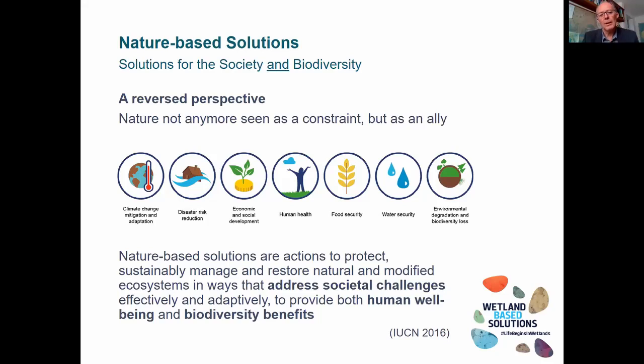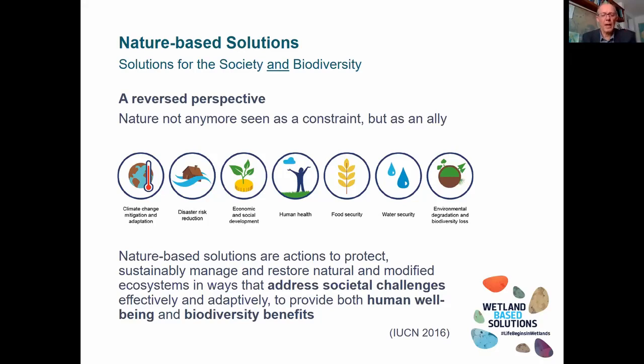Et on s'aperçoit que si on est capable d'inverser cette perspective et de considérer cette nature non pas comme une contrainte, mais comme une alliée puissante, efficace, peu chère, à notre service et accessible à tous. Et c'est bien ça l'idée de ce concept des solutions fondées sur la nature, pour répondre à un certain nombre de défis sociétaux qui sont listés dans ces petites icônes : le changement climatique, la réduction des catastrophes naturelles, un développement socio-économique, la santé humaine, la sécurité alimentaire et l'approvisionnement en eau.